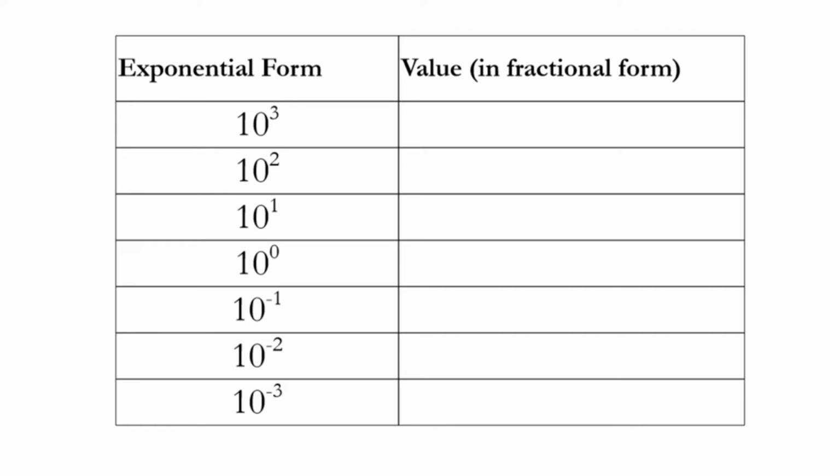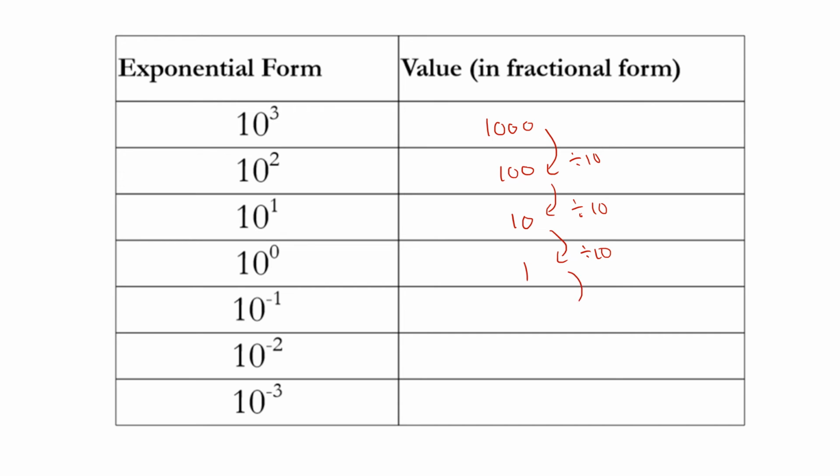So if we were to fill this out, I know 10 to the 3rd is 1,000. 10 squared is 100. 10 to the 1st is 10. Now if I didn't know what 10 to the 0 was, I could realize that each time I'm going down, I'm dividing by 10, because it's one less 10 that you're multiplying by. Now if I divide 10 by 10, that is 1. So 10 to the 0 is 1, and really anything to the 0 power is 1.